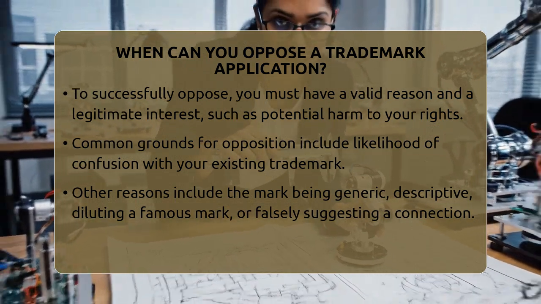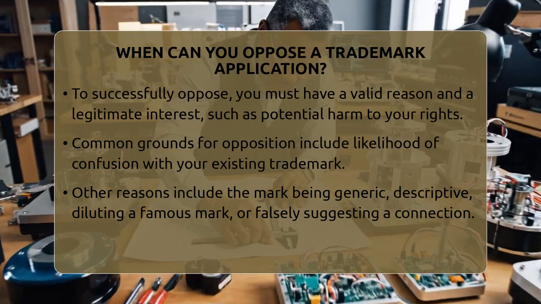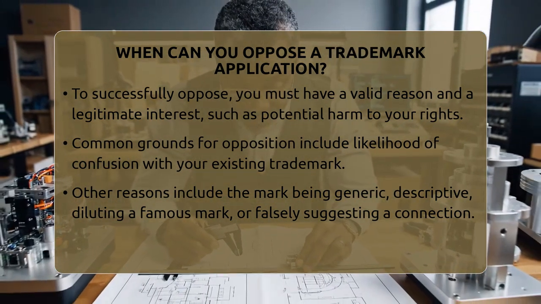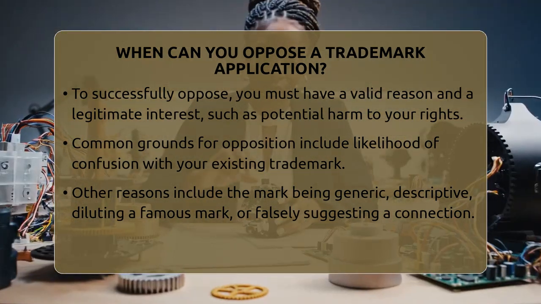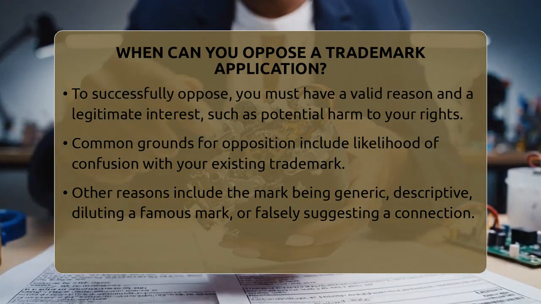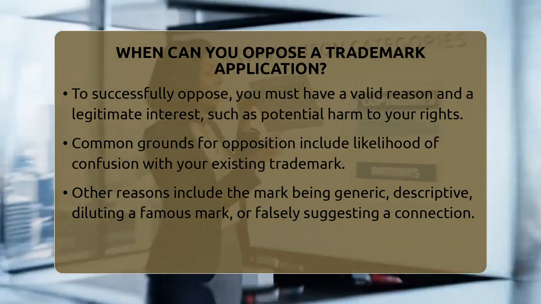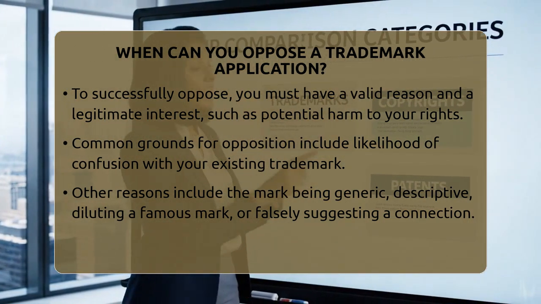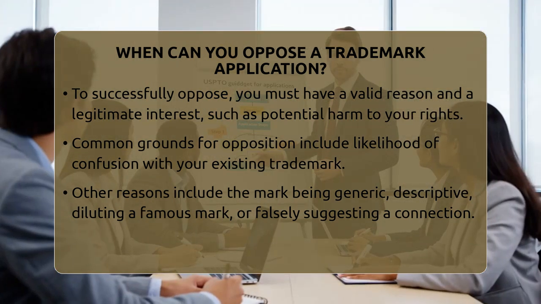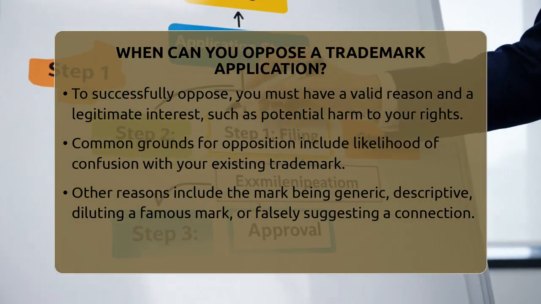If needed, this period can sometimes be extended up to 6 months if the opposer requests it and the USPTO agrees. To oppose successfully, you need to have a valid reason and a legitimate interest. This means you must show that your rights or interests could be damaged if the mark is registered. For example, if you already own a similar trademark, or if the new mark might cause confusion among consumers, you have grounds to oppose.